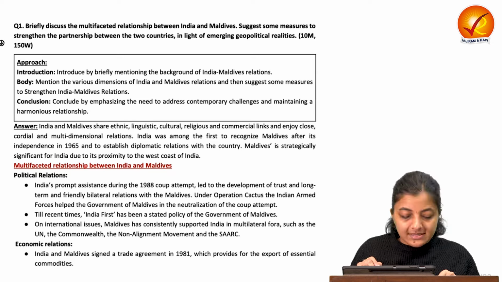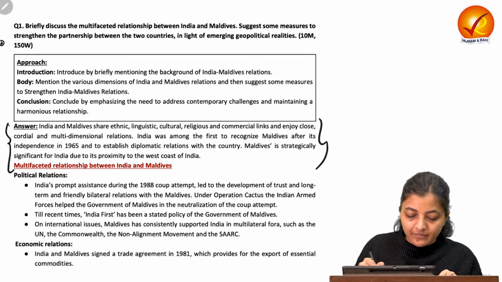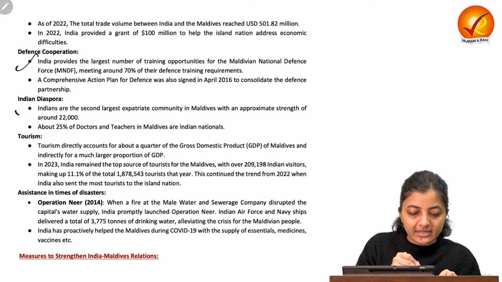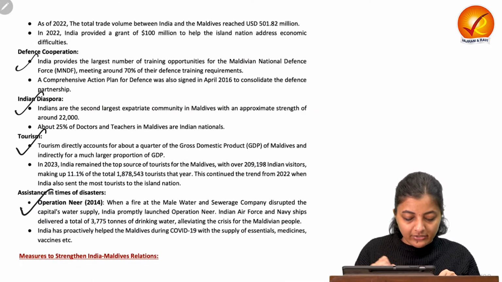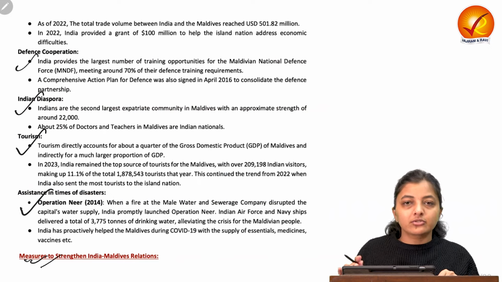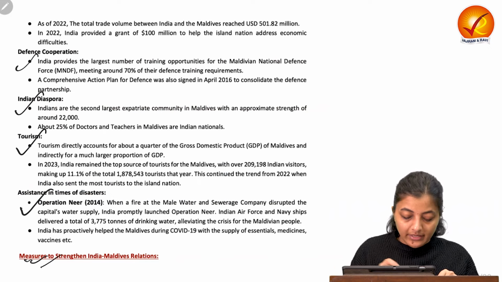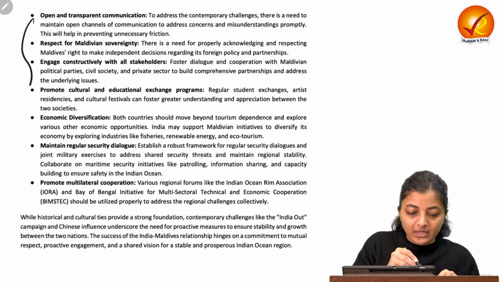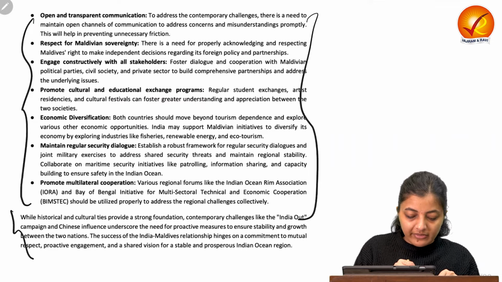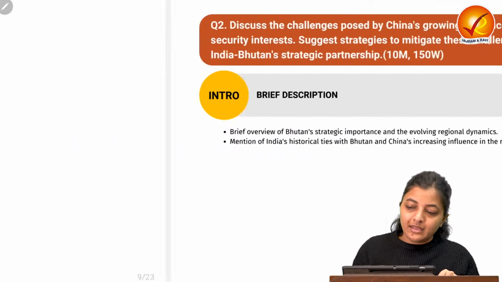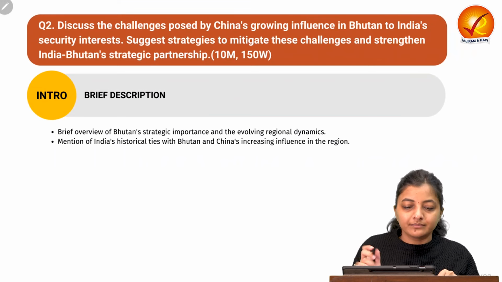Moving on to the model answer, starting with the introduction: the multifaceted relationship, political relation, economic relation, defense, Indian diaspora, tourism, etc. Then the measures to strengthen the Indian and Maldivian relation, multiple measures for that, and finally some conclusion. Moving on to the next question.